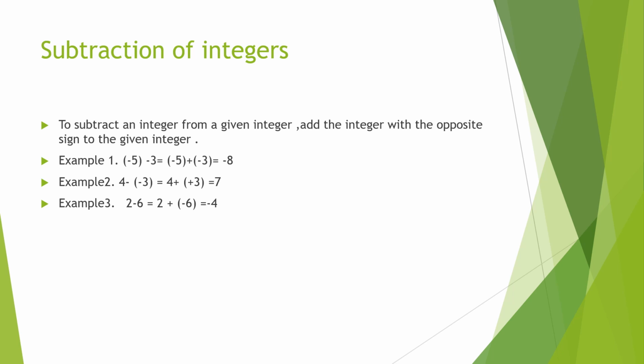Example 2, 4 minus minus 3. It can be written as 4 plus 3 because the opposite sign of minus 3 is 3. So we are getting 4 plus 3, that is 7. Another example, 2 minus 6. We can write it as 2 plus minus 6 because the opposite of 6 is minus 6. So it is equal to minus 4.